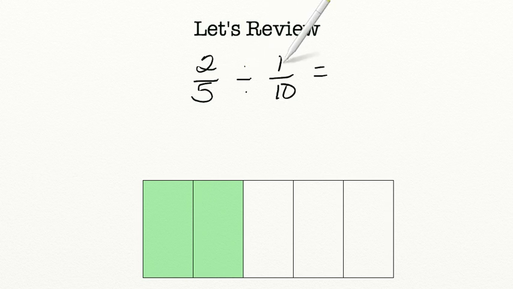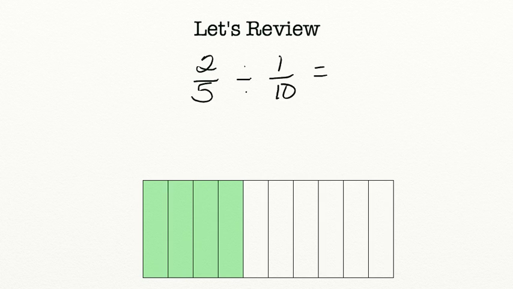2/5 divided by 1/10. We have 2/5 shaded in our fraction bar, and we want to see how many groups of 1/10 we can fit into our 2/5. So I'm going to divide our whole into tenths, and I'm going to count how many groups of 1/10 I can fit into 2/5. I can fit 1, 2, 3, 4 whole groups of 1/10 into 2/5.